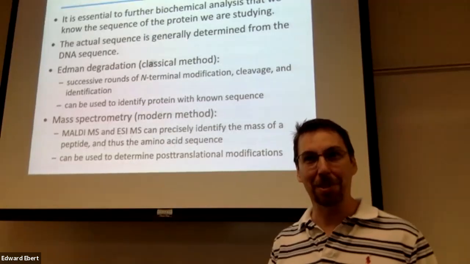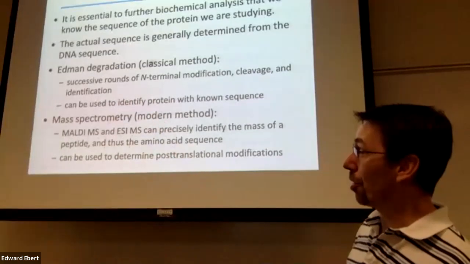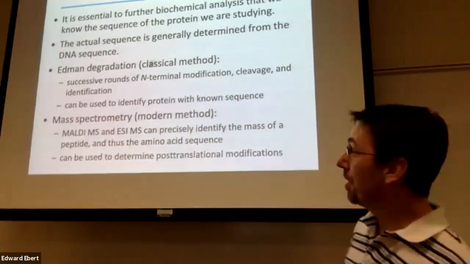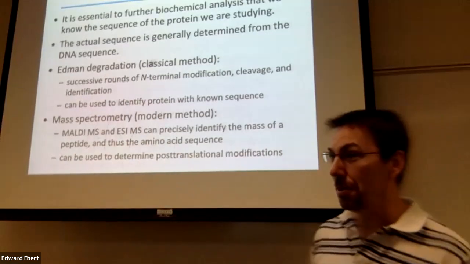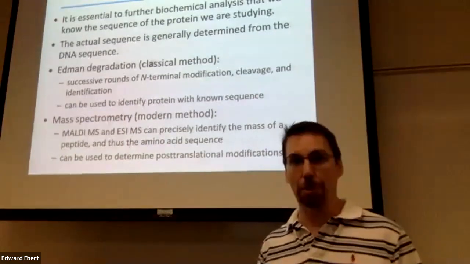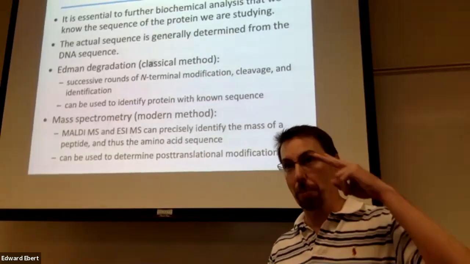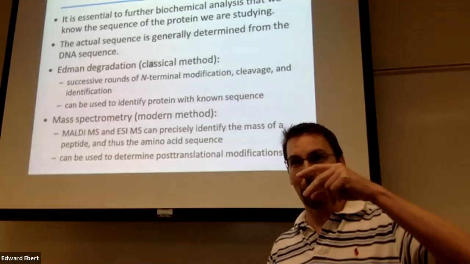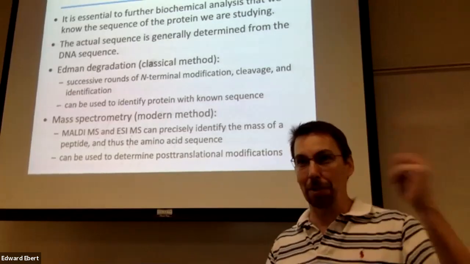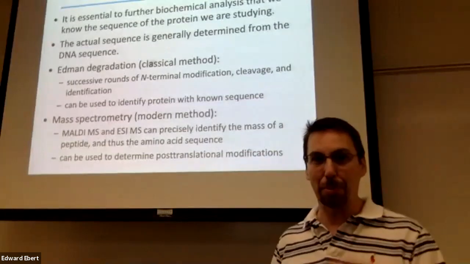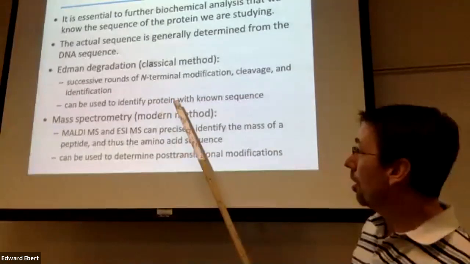Sometimes though, you get different splicing in there. So we might want to sequence our mature protein. So there are two methods. The Edman degradation, which is a classical method. It's slow, but it's really accurate. And we basically have successive rounds of we modify the end, and we figure out what's on the end, cleave that off, and then we do it again, figure out what's on that end, cleave it off. So it's kind of like this one step over and over again. Okay, so we modify, cleave, and identify.